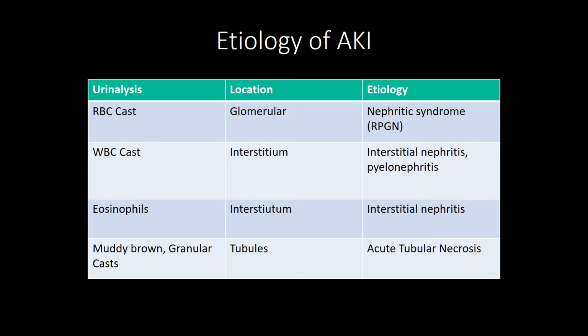Muddy brown granular casts are seen in acute tubular necrosis, and it's a result of prolonged renal ischemia that does not necessarily respond to intravascular fluids, which is just one way that you can distinguish it from the pre-renal pathology.